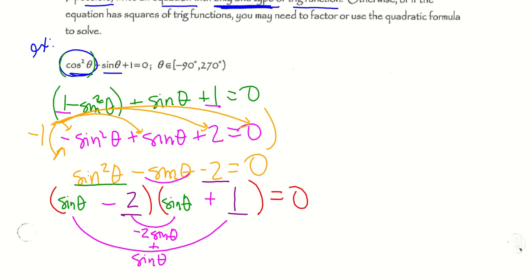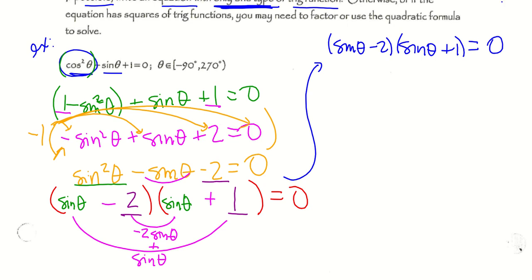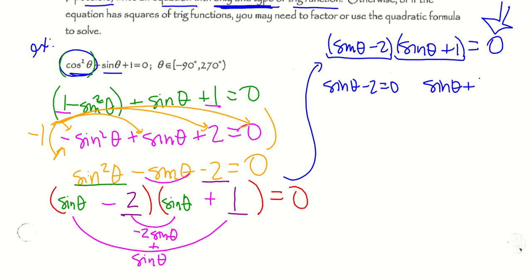So I'm going to come over here now, and I'm going to rewrite this, and I have my sine of theta minus 2 times my sine of theta plus 1 equals 0. Because this equals 0, which is so important, and I am multiplying two things to get 0, I know that if either one of them is 0, my equation will be true. So this is going to be true if my sine of theta minus 2 equals 0, or if my sine of theta plus 1 equals 0.